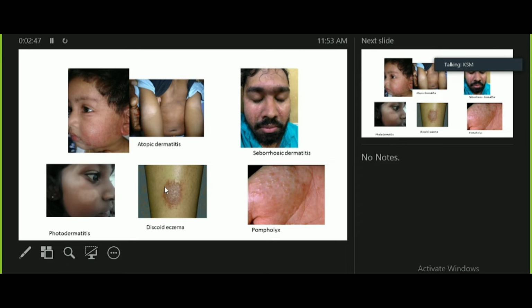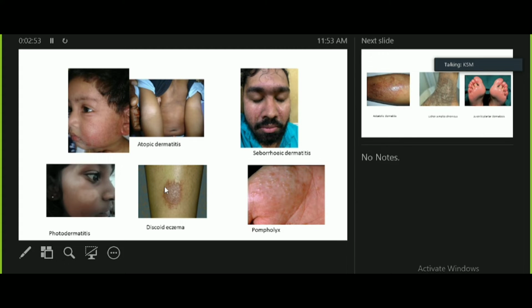So this is how it looks like. Atopic dermatitis is common in children, and also in some it extends into adulthood as well. Involvement of the cheeks and flexural involvement is very common in atopic dermatitis. And then the seborrheic dermatitis, the nasolabial fold involvement and involvement of hairy areas like eyebrows and scalp involvement is common, and also the flexures are involved. Photodermatitis, the lesions are commonly seen over the photoexposed areas.